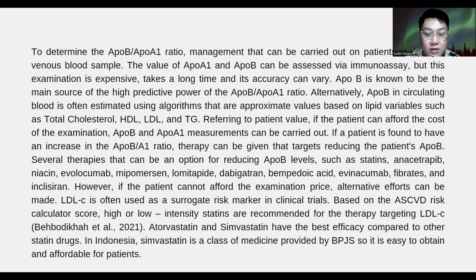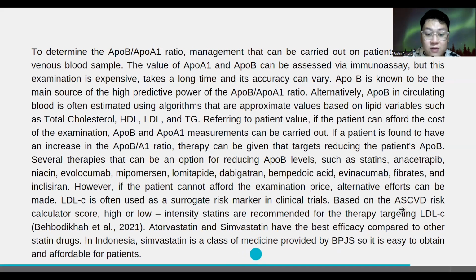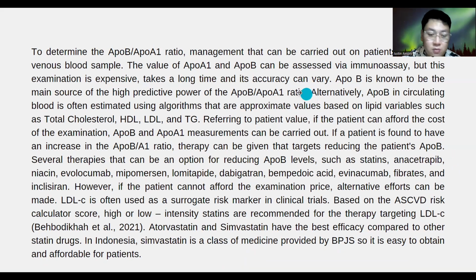However, if the patient cannot afford the examination price, alternative efforts can be made. LDL-C is often used as a surrogate risk marker in clinical trials. Based on the calculated ASCVD risk score, high or low intensity statins are recommended for targeting LDL-C. Atorvastatin and simvastatin have the best efficacy compared to other statin drugs. In Indonesia, simvastatin is a medicine provided by the BPJS, or by the government, so it is easy to obtain and affordable for patients. That is all from me.